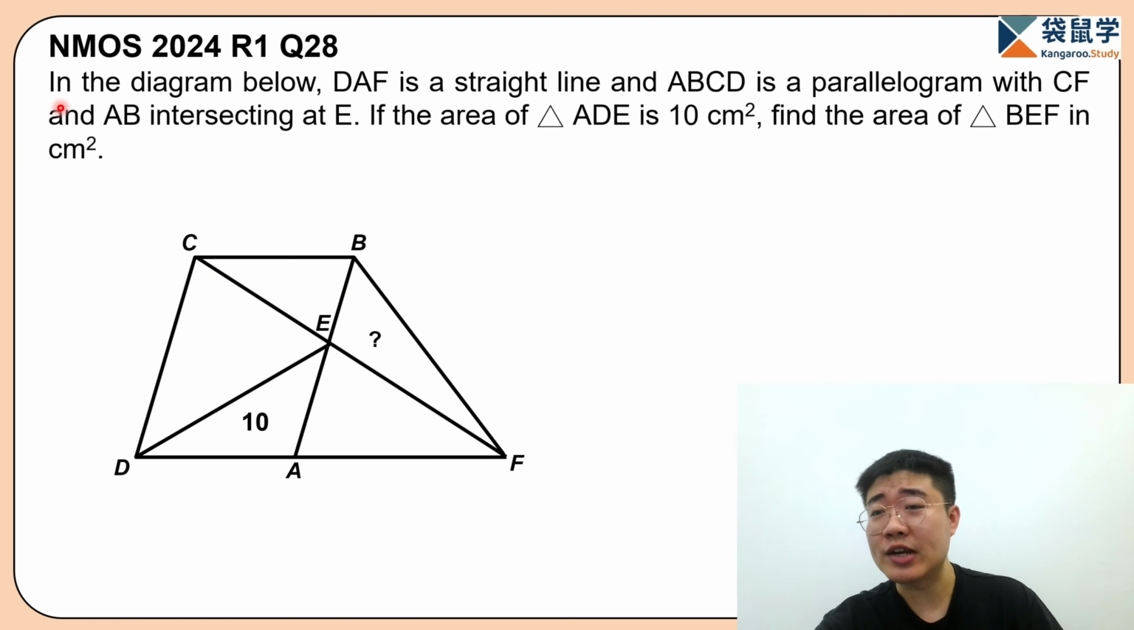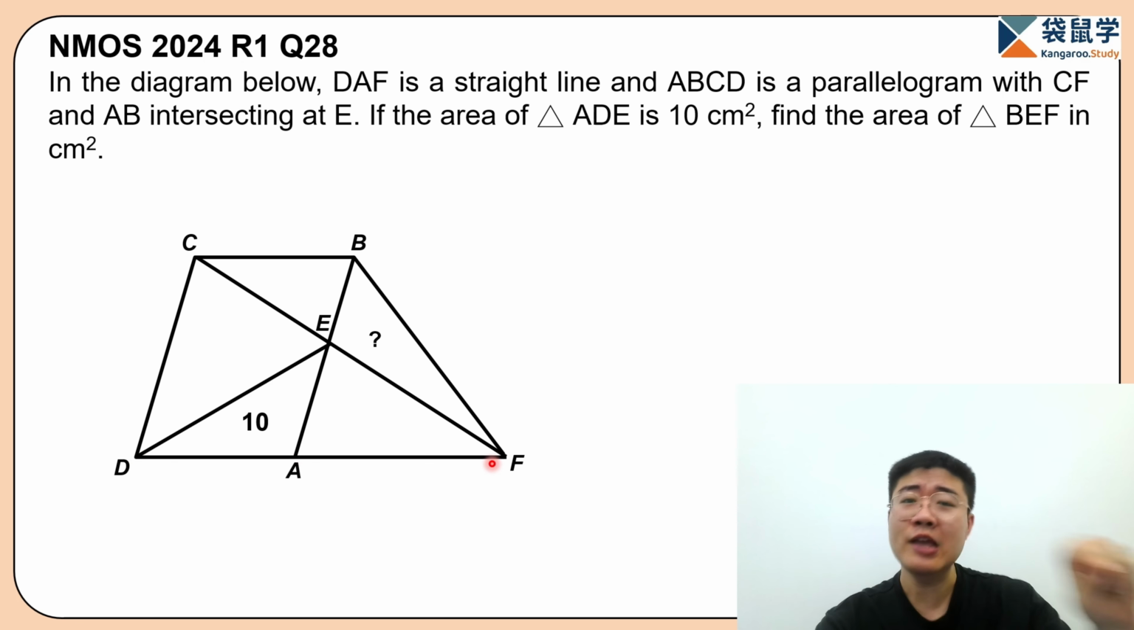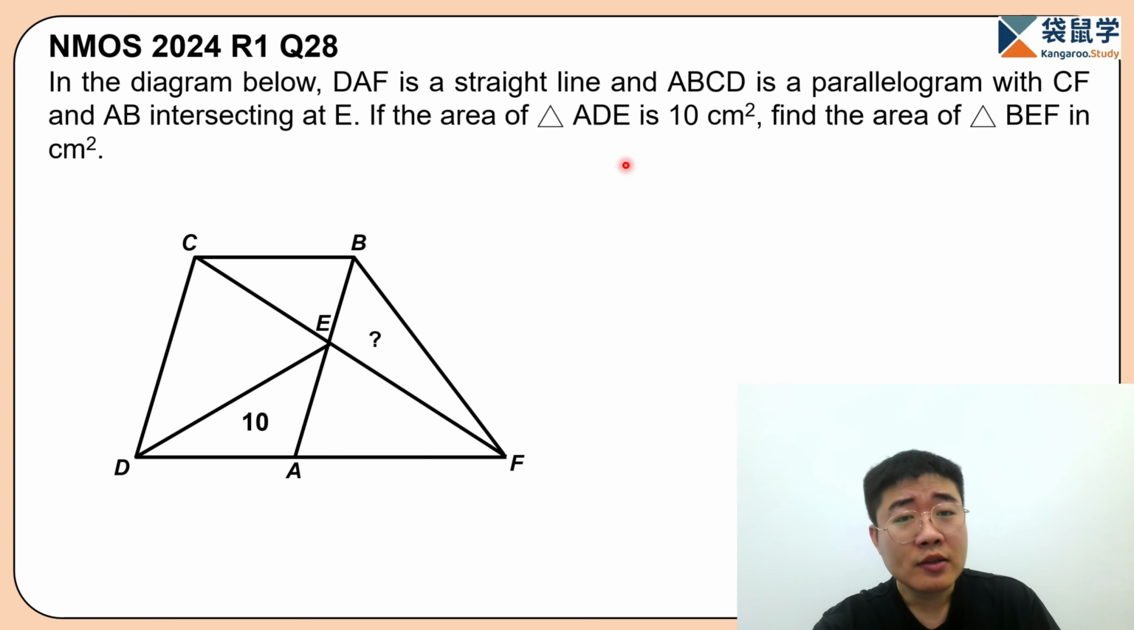Now, in the question, it says that in the diagram below, DAF is a straight line. So, let's check point D, A, and F. These are on the same straight line here. Now, ABCD is a parallelogram. Let's check ABCD. This forms the parallelogram.